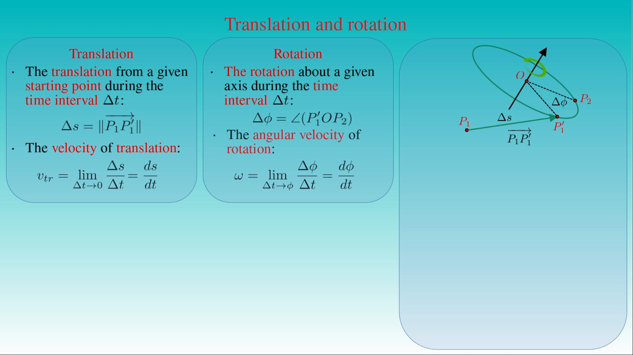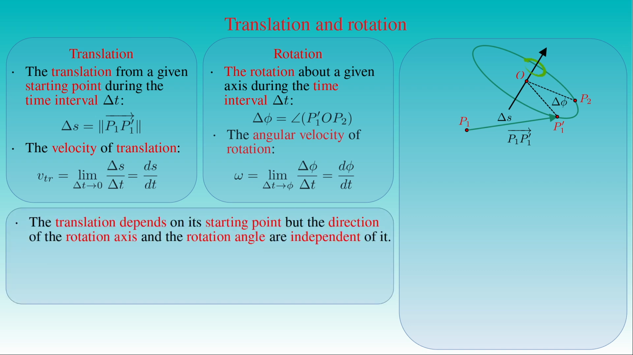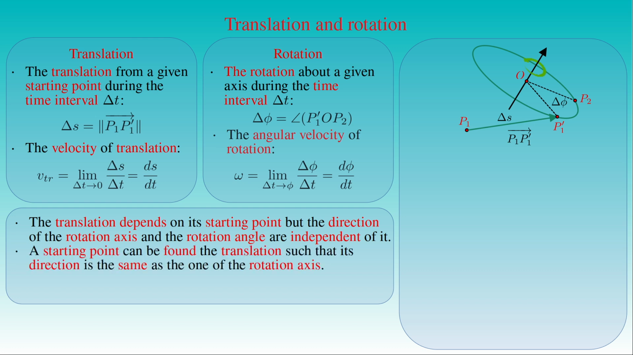In the example shown as an illustration of the decomposition of the rigid motion, we saw that the translation of the rigid body, therefore the velocity of its translation, depends on the choice of the starting point used for the translation, but the direction of the rotation axis and the angle of rotation do not. The angular velocity of the rotation is therefore independent of this choice. As a result, we can find a starting point for the translation such that the direction of the translation is the same as the one of the rotation axis. In other words, the displacement of the body can be described with a helical motion.